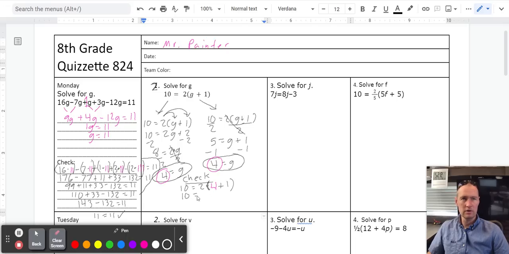10 equals 2 distributive property. In this case, let's do inside. We're going to do 4 plus 1 is going to be 5. Then 10 equals 2 times 5 is 10, and we know the check works beautiful there. Now notice the check is only 3 steps, so take your time, do the check, because that will be important.